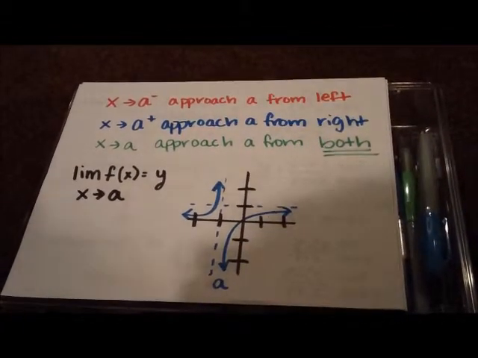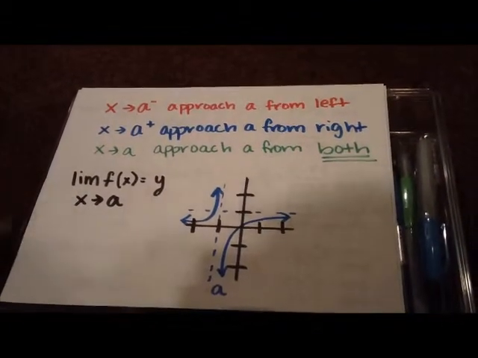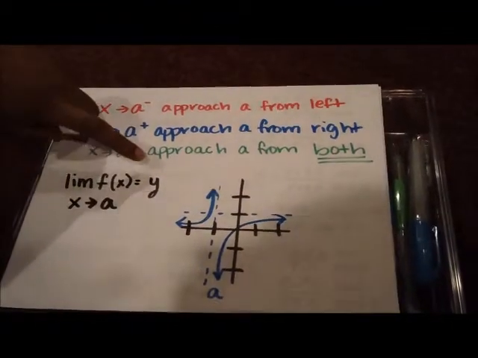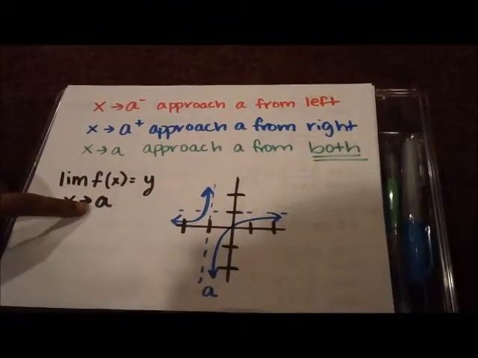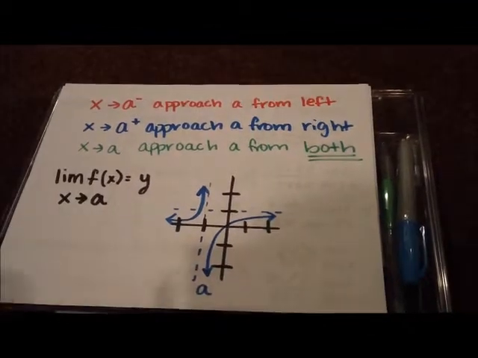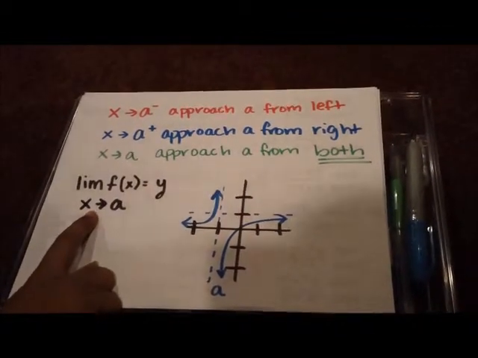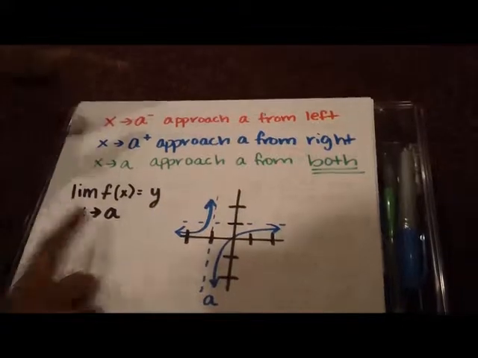We will now talk about limits. Limits are expressed like this. The limit of a function over x as x approaches a equals y. The approaching values can be written in three different ways.